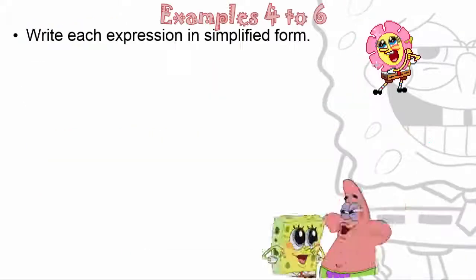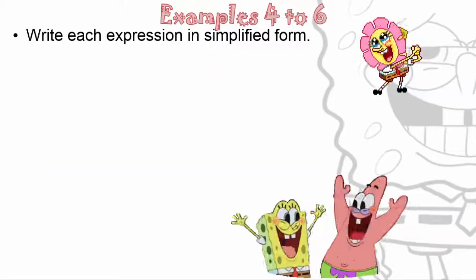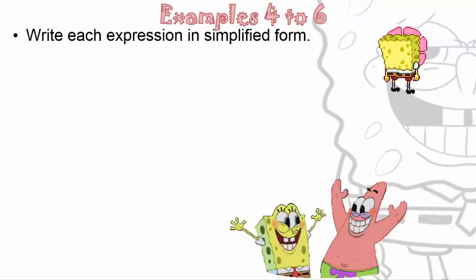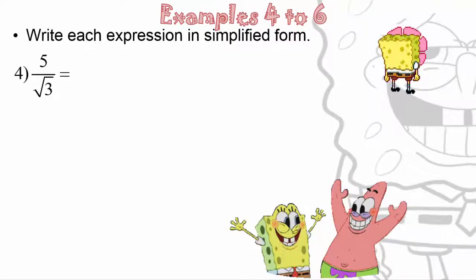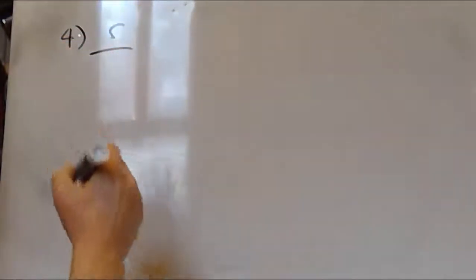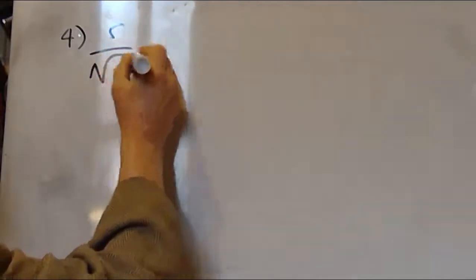over 7. In example numbers 4 to 6, we want to write each of these expressions in simplified form. So in number 4, we have 5 over square root of 3. So let us go over to the whiteboard and see how to do this one. Example number 4, we have 5 over the square root of 3 on the bottom.